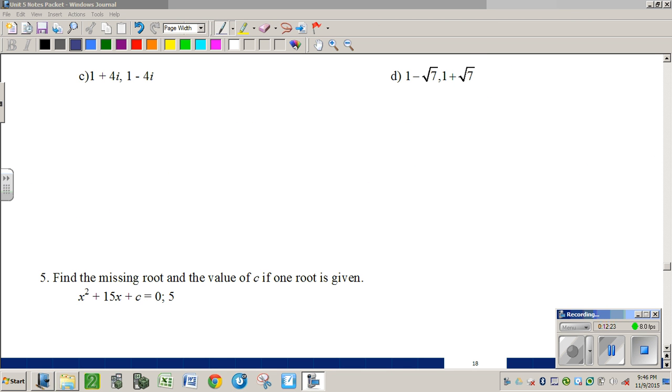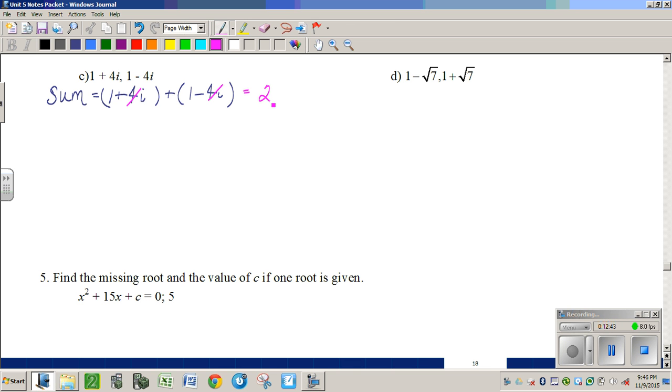Ooh, imaginary numbers. Nice. Let's go ahead and add these and multiply these things together. So, sum 1 plus 4i plus 1 minus 4i. Well, guess what's going to happen to those 4i's when you add them together? You're right. They're going to cancel. And the sum of those two numbers is 2. I know. Weird, isn't it? You add two imaginary numbers together and you end up with a real number.